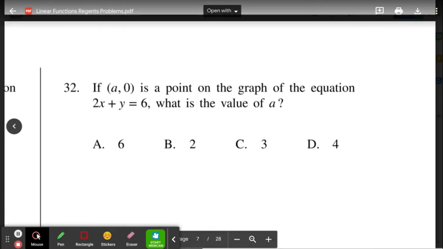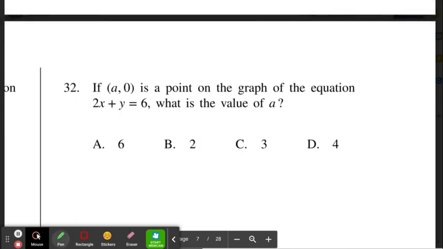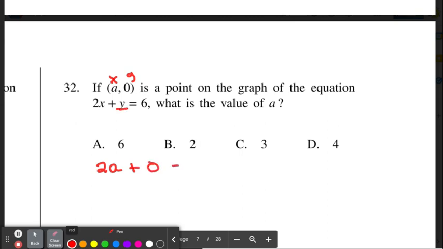Okay. So problem 32. If the point A,0 is a point on the graph of the equation 2x plus y equals 6, what is the value of A? So A is x, 0 is y. So I'm going to plug those in here. 2 times A, sorry. Oopsie. Oh boy. So remember, that's x and that's y. So instead of 2x, I'm going to write 2a, y is 0, equals 6.